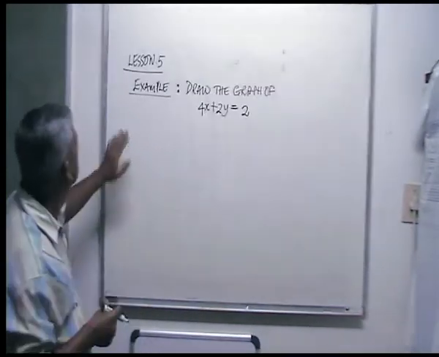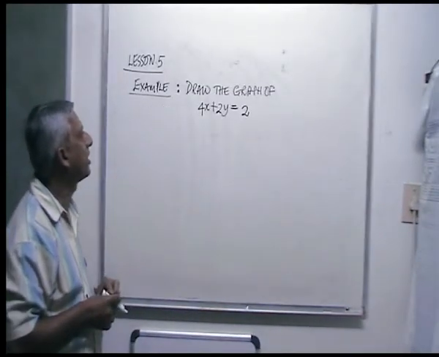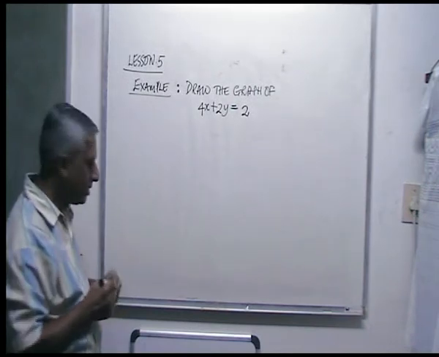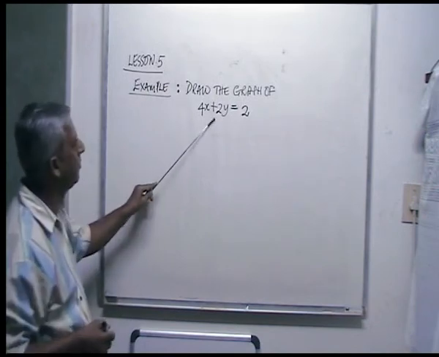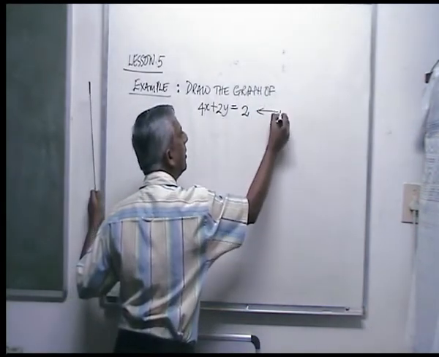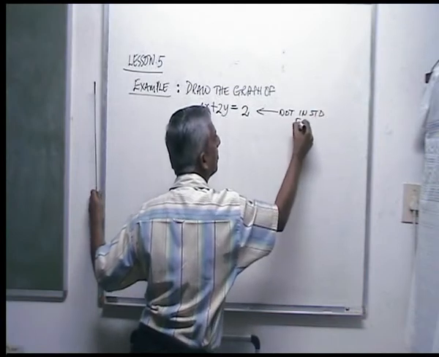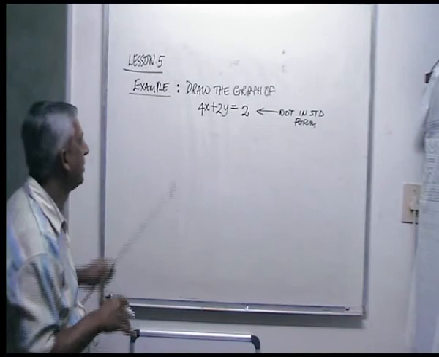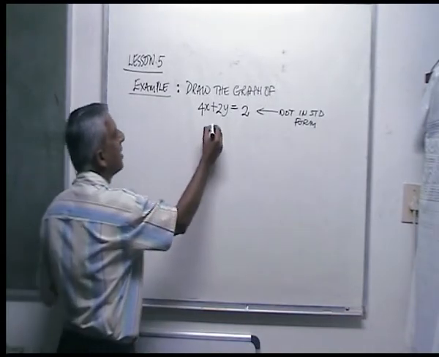Right, now, so we have to do this example here. Draw the graph of 4x plus 2y is equal to 2. So when you look at this equation, you straight away realize it is not in standard form. So nobody's going to tell you, you have to know that you must bring it to standard form. Nobody's going to tell you that. So you'll try to bring it to standard form.